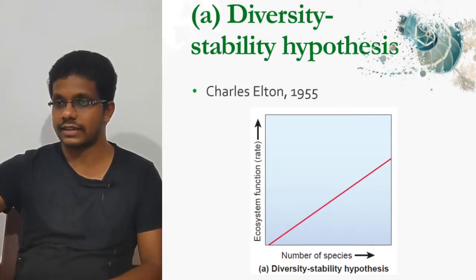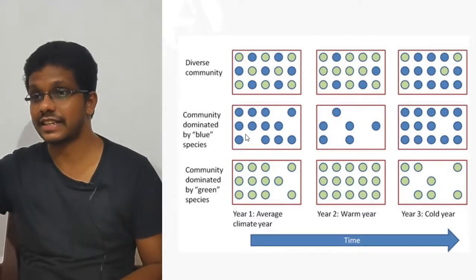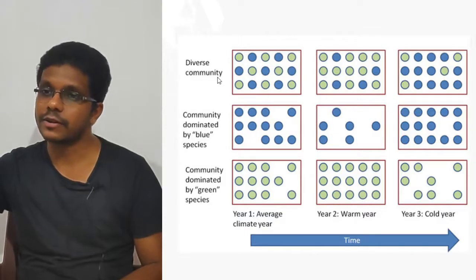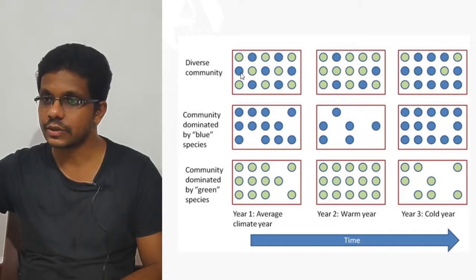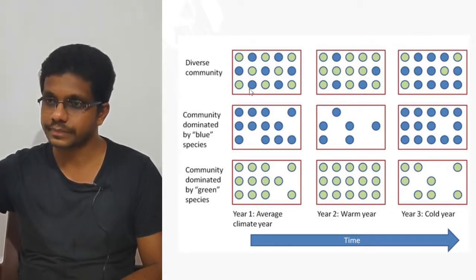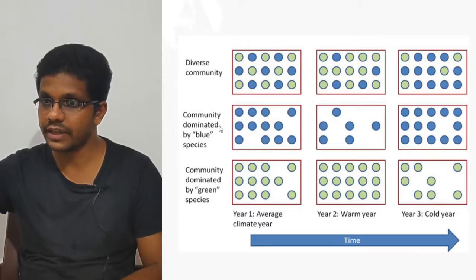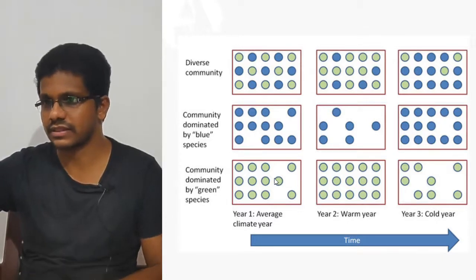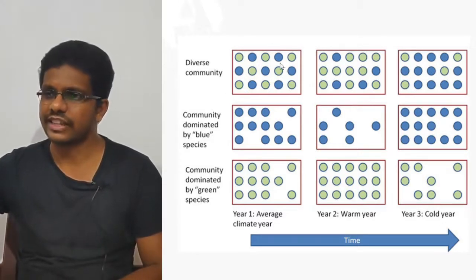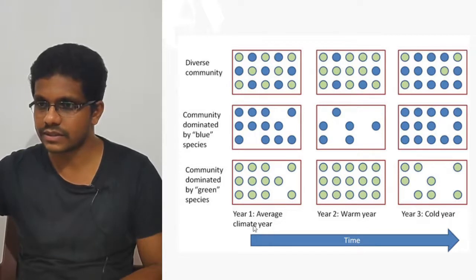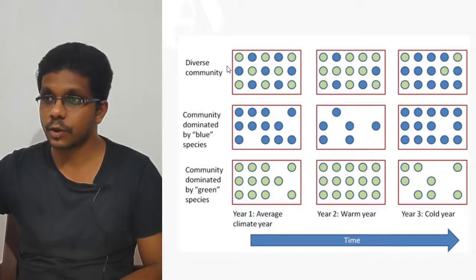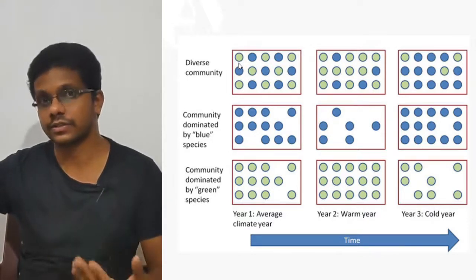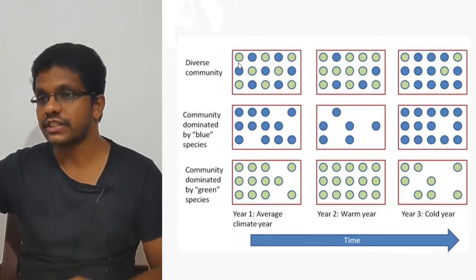So the first hypothesis goes like this, and here is a representation of the diversity stability hypothesis. Here we have a rectangle that shows a community, and the first one is a diverse community. In this you can see the blue and green dots. This is a blue only community, and this is a green only community. Suppose it is plants or something like that. It is not artificially cultivated, it is a natural community. One thing you can notice, it's an average climate year. Here in the diverse community, the number of individuals corresponds to the productivity of the ecosystem. If we have more number of individuals, the ecosystem will be more productive and more efficient.